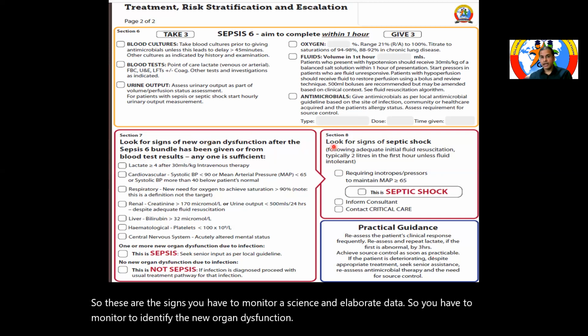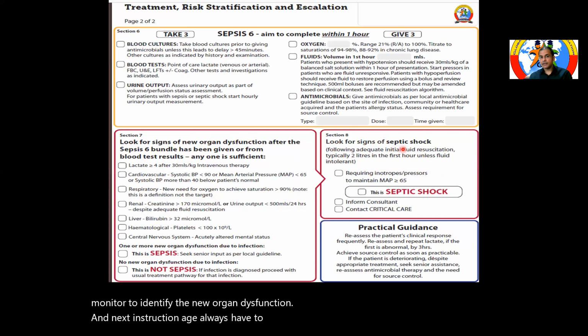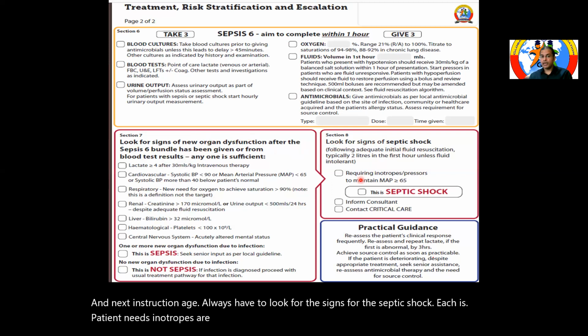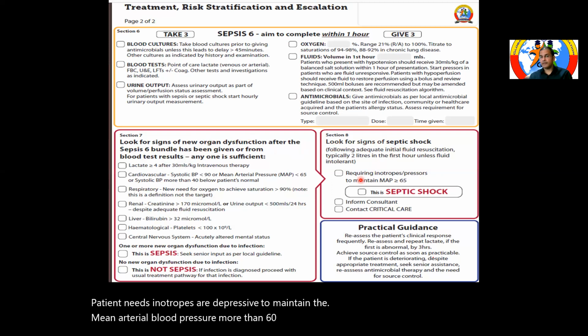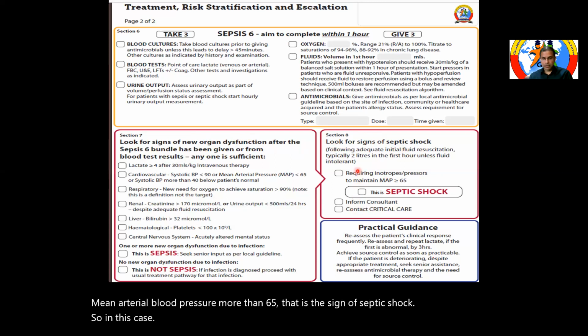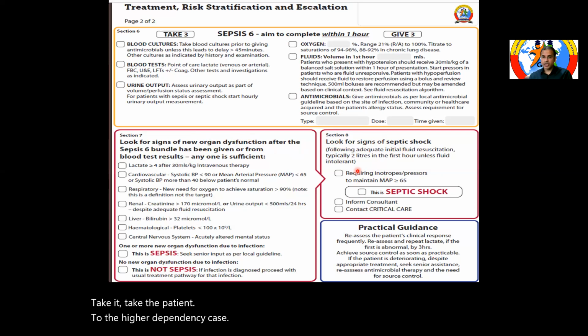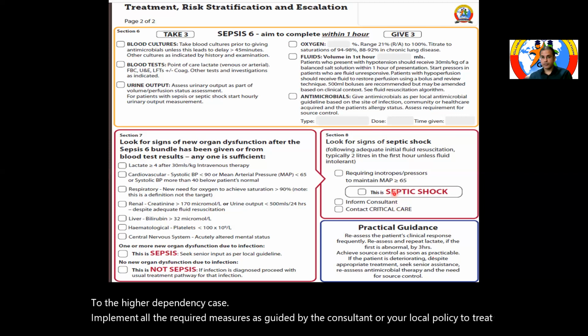And next in section 8, always you have to look for the signs of the septic shock, which is the patient needs inotropes or vasopressors to maintain the mean arterial blood pressure more than 65. That is the sign of septic shock. So in this case, take the patient to the higher dependency care, implement all the required measures as guided by the consultant or your local policy to treat the patient with septic shock.